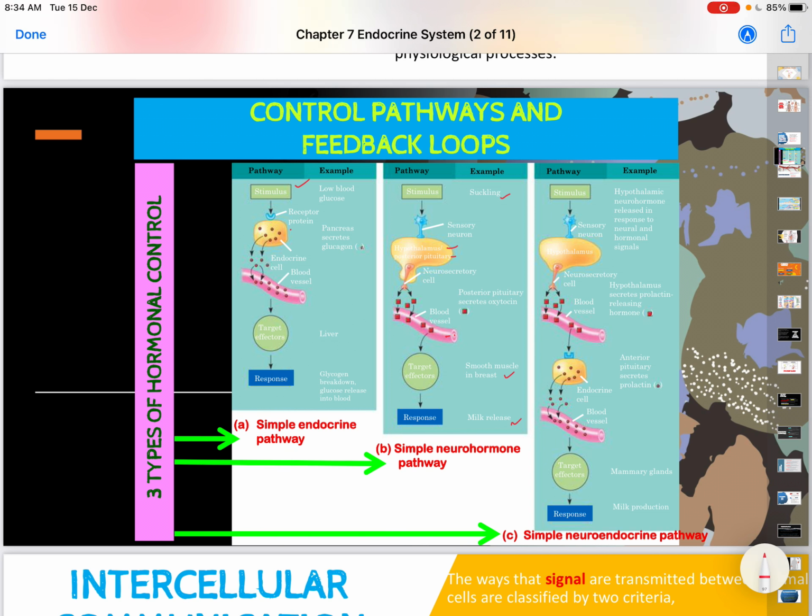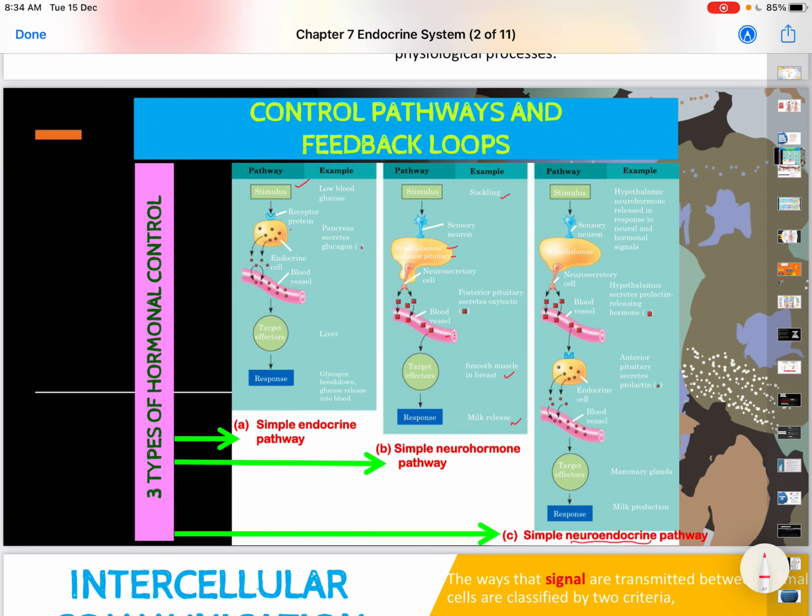Next, we go into the simple neuroendocrine pathway. From the word neuroendocrine, we know it involves both the nervous system and the endocrine system. It starts from the stimulus as previously, same with the other two. This stimulus will generate the chemical messenger and be detected by the sensory neuron.